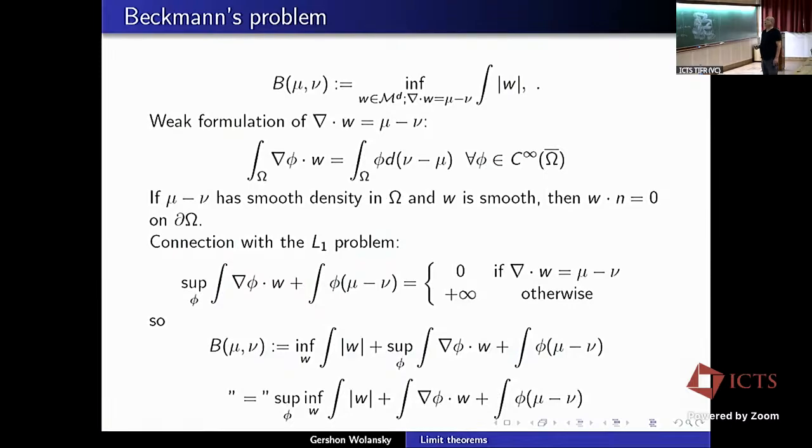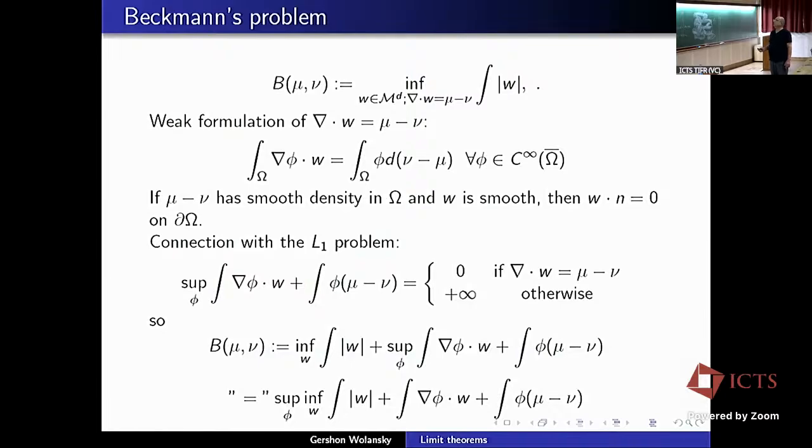So I want now to go to this problem, which is called the Beckmann problem, which is another perspective of the W1. So what is the Beckmann problem? And what does it have to do with what we did now? Take this function, given two measures mu and nu. We look for all measure-valued vector fields. So W is a vector of measures, d measures in dimension d. Each component is a measure. It doesn't have to be positive. And the divergence of W is mu minus nu.